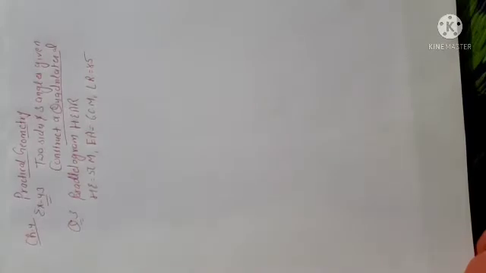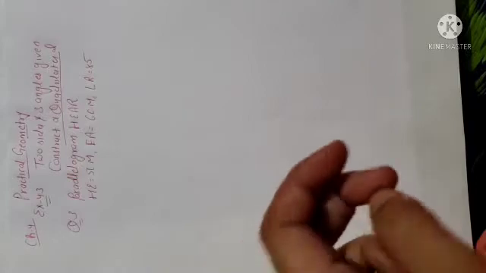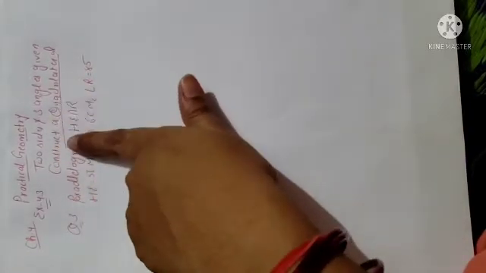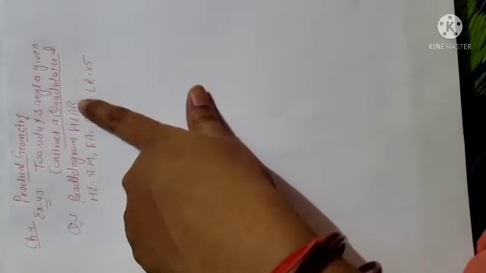So, today, once again, we will start our chapter Practical Geometry. In Practical Geometry, we have already completed our exercise 4.1 and 4.2. Today, we will start our exercise 4.3, which is totally based on construction of a quadrilateral when two sides and three angles are given. So, how will you construct a quadrilateral?